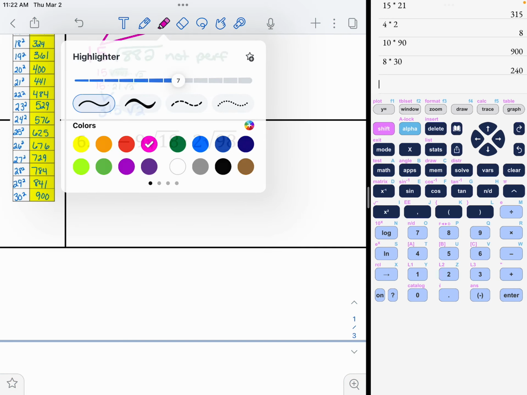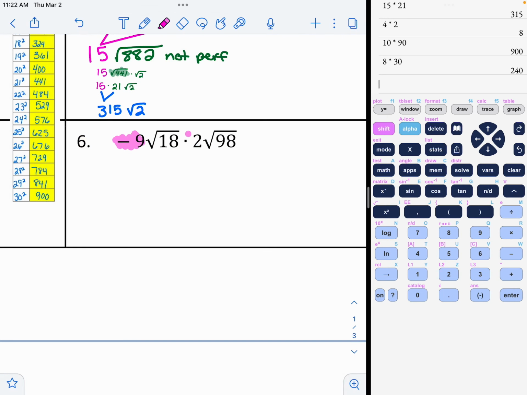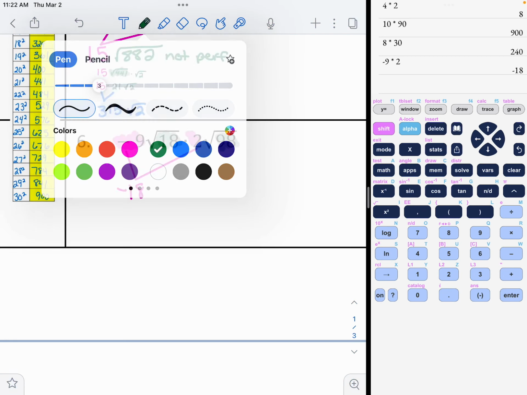So pink is for my outside numbers today. Tomorrow maybe I'll do something different. Inside numbers are green. So I'm going to get my pink. I'm going to multiply negative 9 and 2 to get negative 18. Again, if you don't know that that's negative 18, that's why you're allowed to use a calculator in my class, okay? It's totally fine.